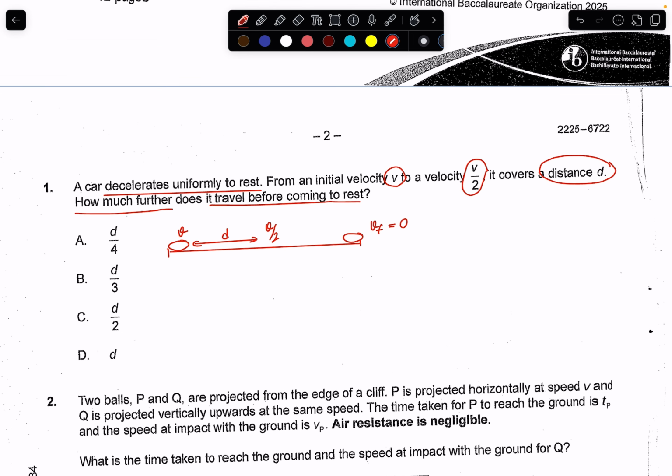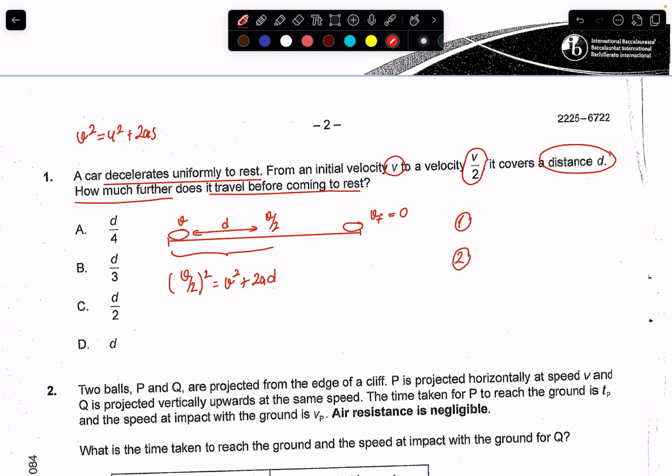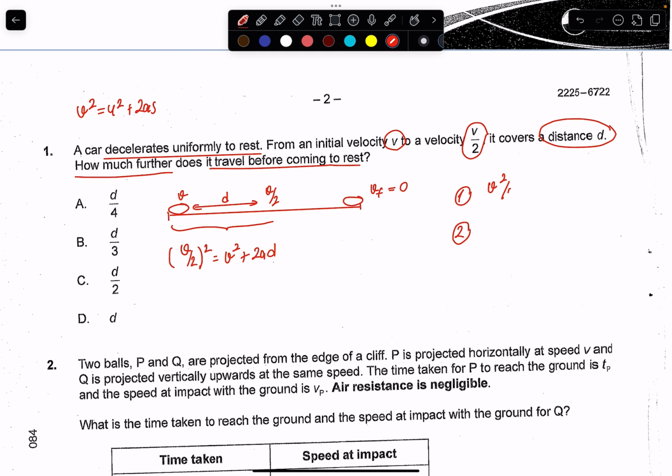So the formula that we're going to use here is from my data booklet. We're going to deal with two formulas. The first formula is here, so we're going to determine what d is. Our final velocity here is v over 2 squared equals our initial velocity v squared, plus 2ad, because our displacement is d. So this is our first equation: v squared over 4 equals v squared plus 2ad.